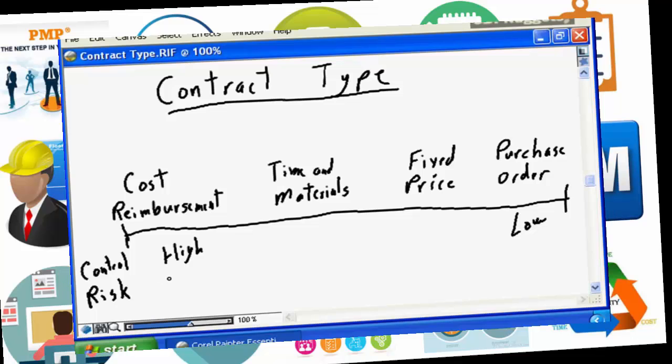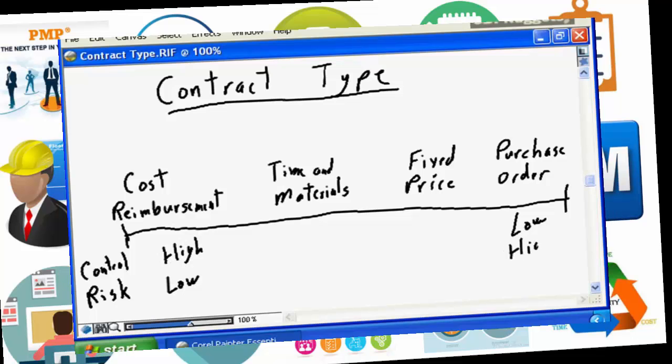So if we look at it from the other viewpoint, from a risk viewpoint, a cost reimbursement, the project risk is very low. As we discussed, you have total control over the process. You can work with the supplier, you can work with your seller to make sure that the quality is what you want. You can work with the seller to make sure the functionality is what you want. So therefore, the project's risk is very low because you have the control over the process to ensure the final deliverable is exactly what you want.